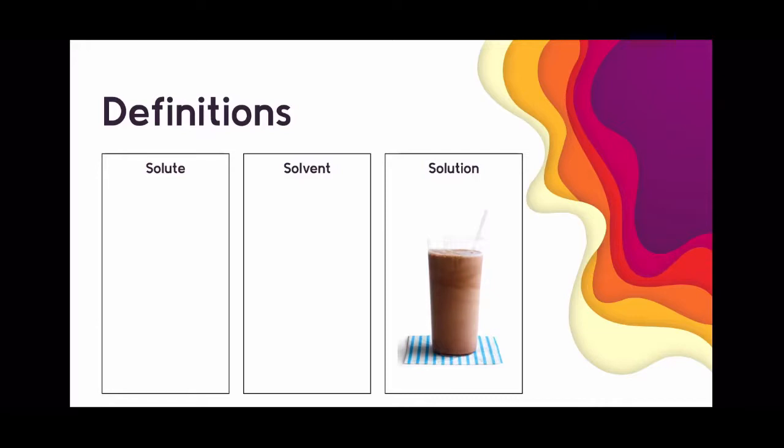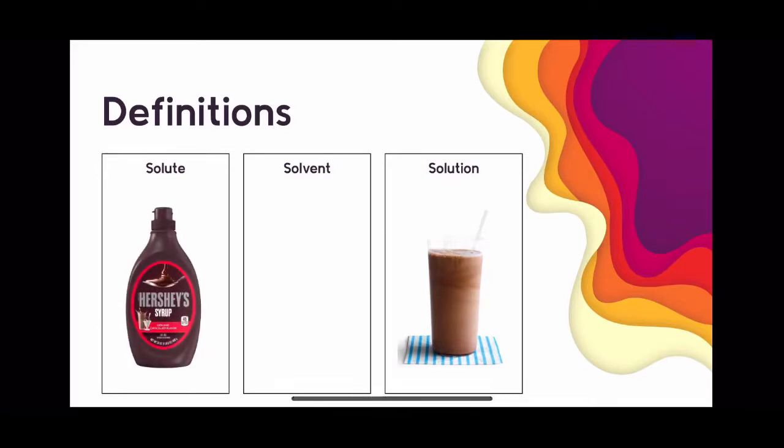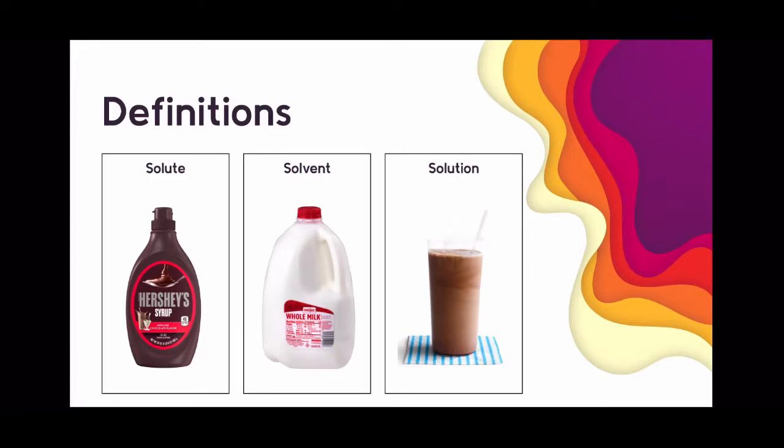Our solute, the thing that we are dissolving, is the chocolate syrup. And we are dissolving that chocolate syrup into milk to make our solution, which is chocolate milk, okay? So this is an example of dissolving a liquid in another liquid to make a solution. The one previous to this, the Kool-Aid, is dissolving a solid into a liquid to make a solution. Okay, so there are different forms of solutions.